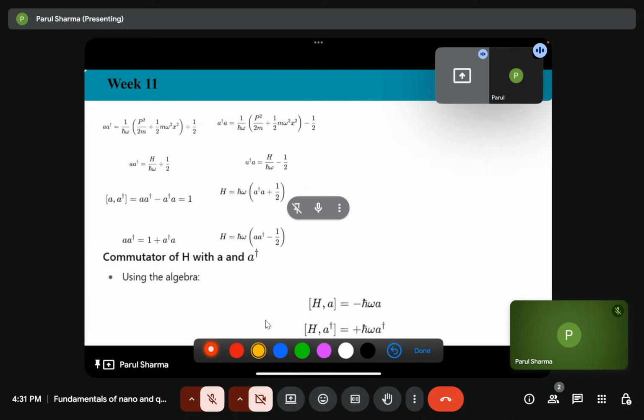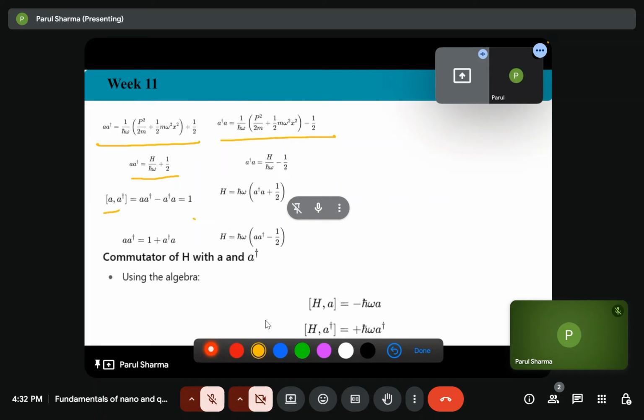So that's the conclusion part. We find out that a dagger a can be written like this: a dagger a equals 1 upon h cross omega times the operator expression, and then a a dagger can be written like this. So now we can find out the commutation relation.